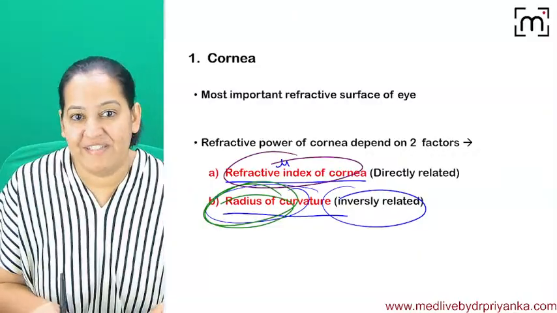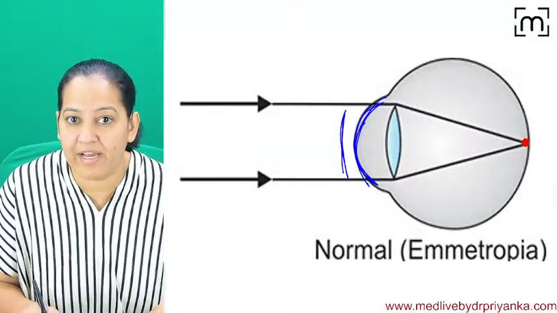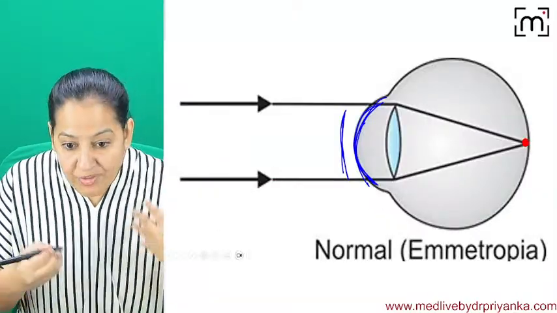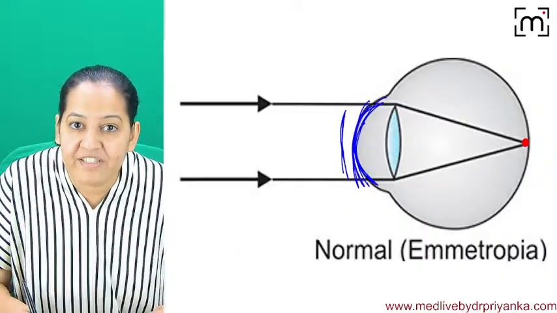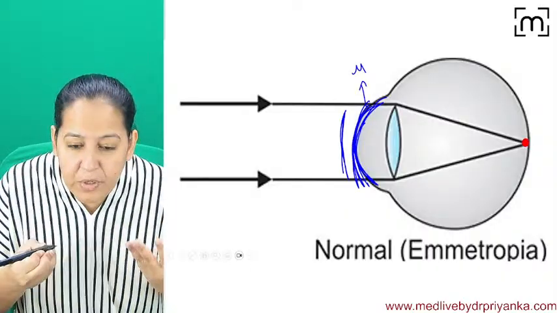The second is the refractive index. How dense is the cornea? The cornea is made up of material, right? So how dense is it? You can see the material which is forming the cornea, the mu of the cornea.